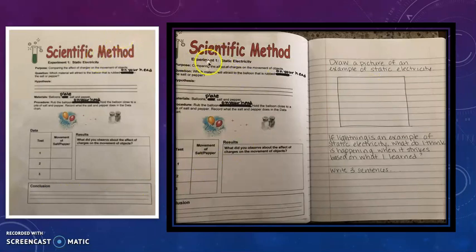Then I want you to cut this out, cut it down to size, glue it into your scientific journal, and then we're going to think about, just privately, individually, when you're done, a few things that you learned today. When you're done, we're going to turn this in, and I'm going to look at it just to see what you had to say and what you thought about. So you're going to draw a picture of an example of static electricity. You can draw a crazy hair or another one, anything that you want. And I want you to think about this. If lightning is an example of static electricity, what do I think is happening when it strikes based on what I learned? So this is the I and this is you. What did you learn? And I want you to write at least 3 sentences.